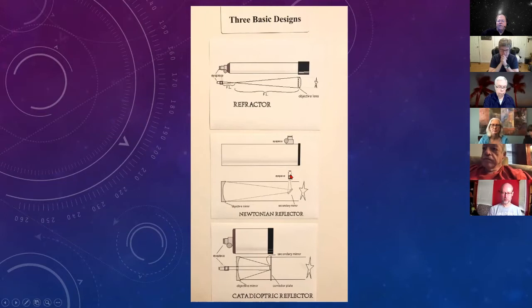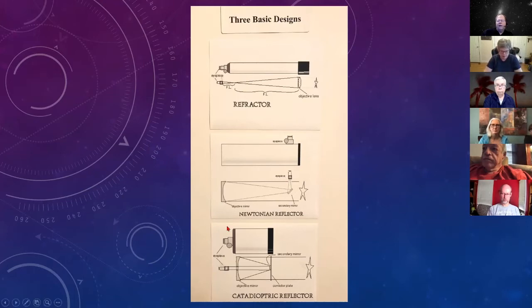and that focus happens to be at your eyepiece. In the case of a Newtonian reflector, we have two mirrors. Again, this parabolic reflector here takes the incoming light, reflects it back to a secondary mirror, and then it gets bounced off into an eyepiece. And so that's the basic operation of a Newtonian reflector.